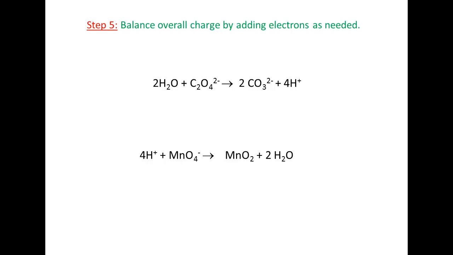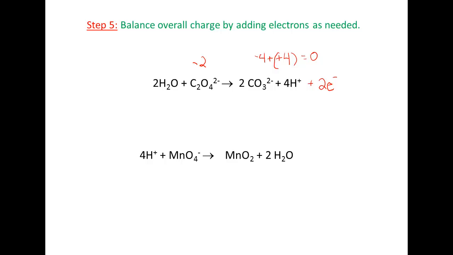Let's look at our charges. On the left side of the first reaction, we have a neutral and a 2-, so a -2 charge. Over here we have 2 times -2, that's -4, and then +4, so that's a neutral charge. If this is neutral and this is negative, we're going to add 2 electrons so that both sides have a -2 charge. Now, we're only adding negative charges, so you must balance it in that way.